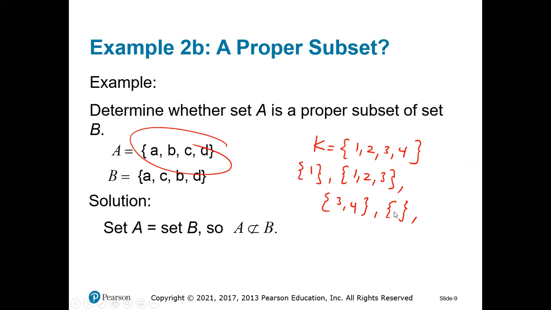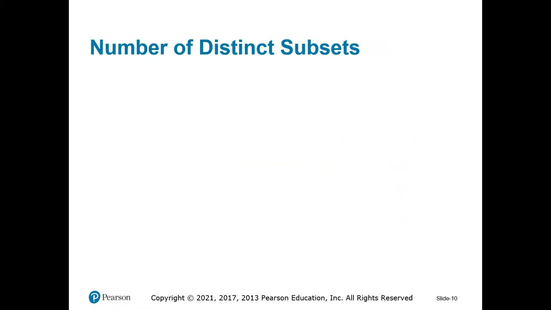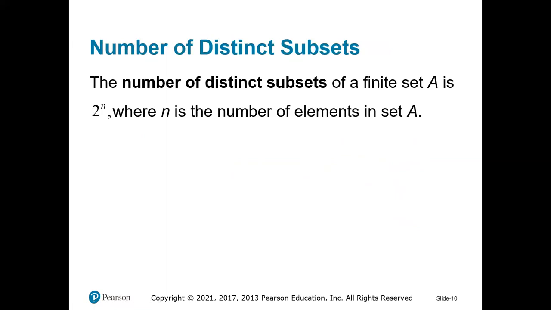I'll give you an example where we are going to list all the subsets. But if the question was just how many, they're not asking you to list them all. They are asking you just to tell them how many distinct subsets. And then you say 2 to the power n, and n is the number of elements of the original set.